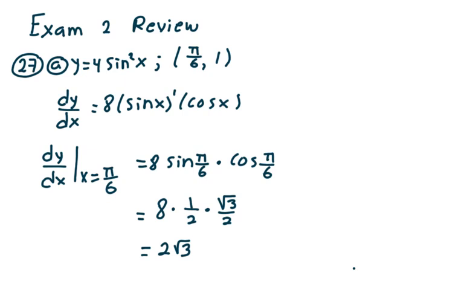We need to find dy/dx. By the chain rule, this is equal to 8 sine x times cosine x. Now, dy/dx evaluated at x equals pi over 6 is equal to 8 sine of pi over 6 times cosine of pi over 6. But that's equal to 8 times 1/2 times square root of 3 over 2, which is equal to 2 times the square root of 3. So that's the slope of the tangent line we are looking for.